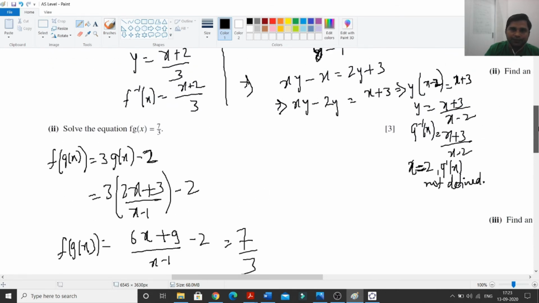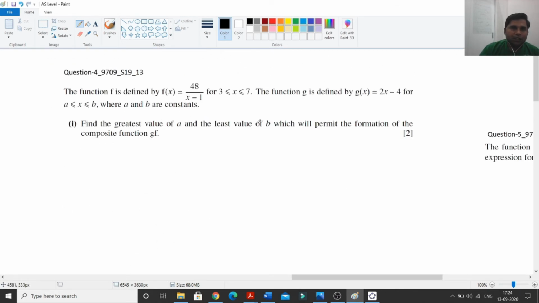It's very simple. Okay, next question. This is question 4 of 9709 summer 2019 paper code 13. The function f is defined by f(x) is equal to 48 divided by (x minus 1) for 3 to 7. The function g is defined by g(x) is equal to 2x minus 4 for a to b, where a and b are constants. Find the greatest value of a and the least value of b, which will permit the formation of the composition function gf.